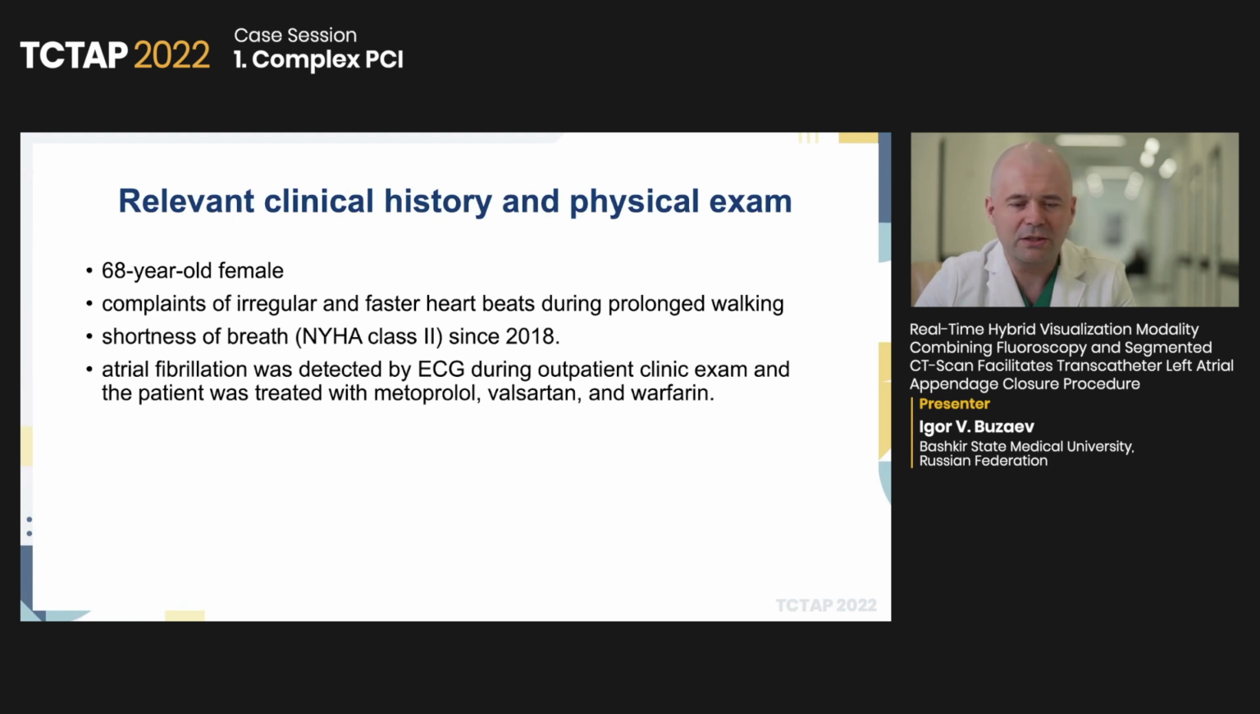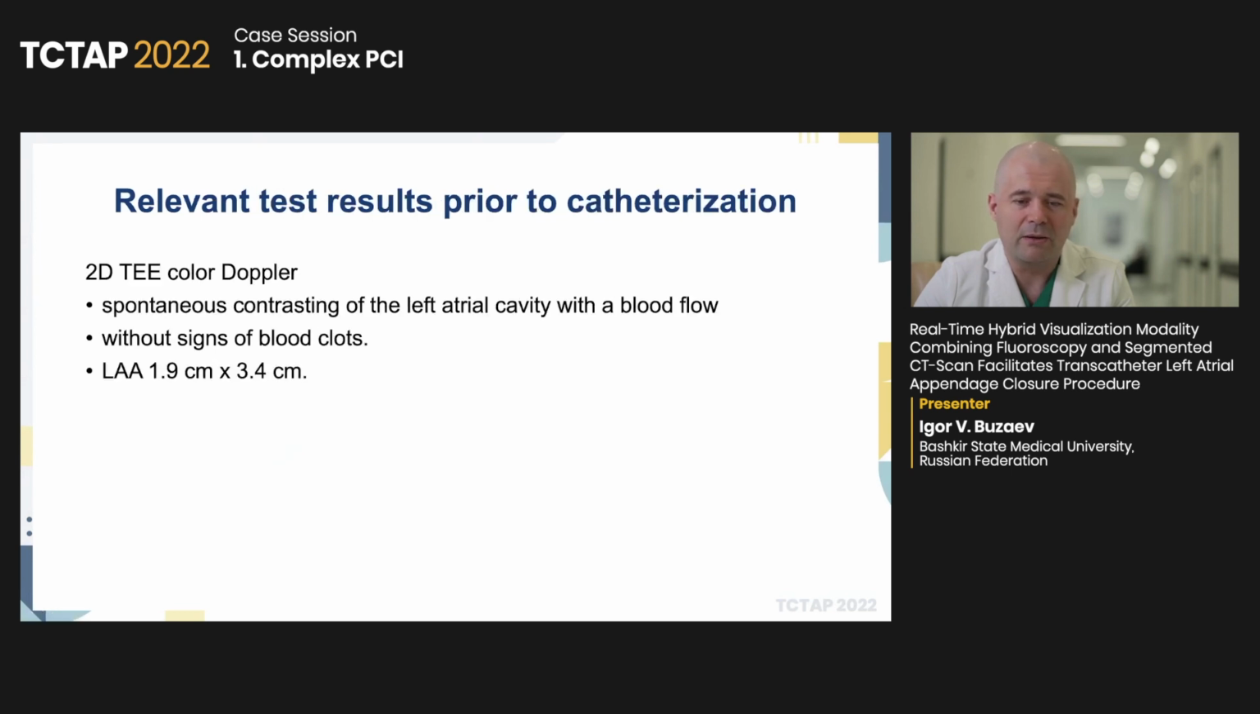So this is the typical atrial fibrillation patient. The atrial fibrillation was detected by ECG during an outpatient clinical exam. The complaints were irregular heartbeats and shortness of breath since 2018. Before the catheterization, we did the transesophageal echo and Doppler, and we saw spontaneous contrasting of the left atrial cavity with blood flow and without signs of any blood clots.